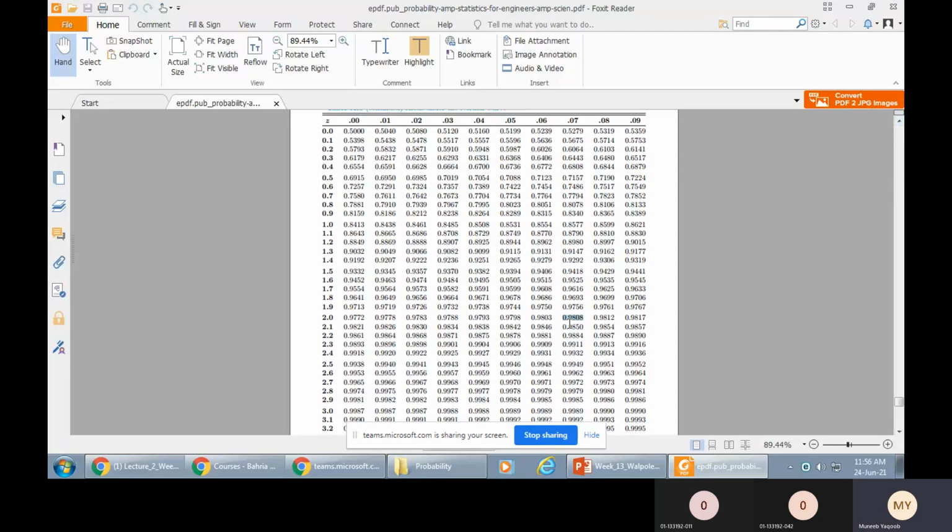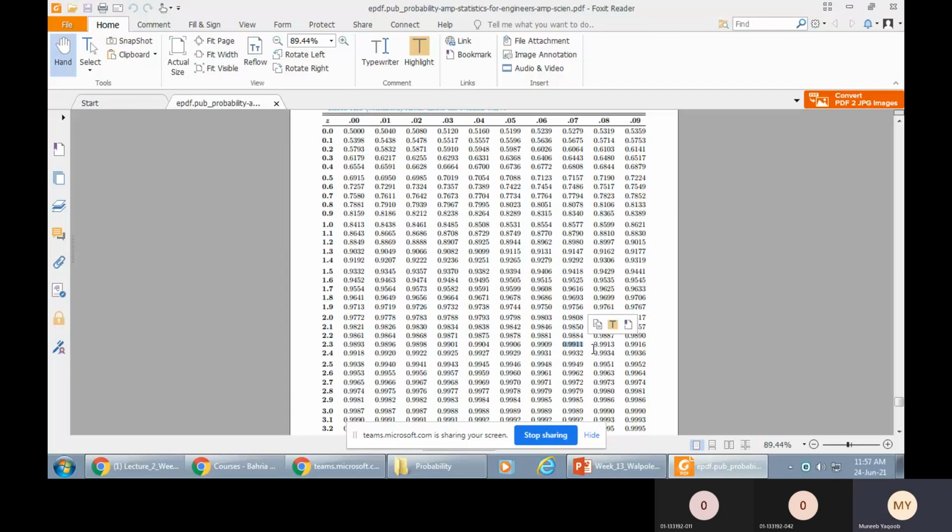0.9808 is basically for 2.3, but we need 2.37. So we will choose the probability... No, because we need to calculate the probability of 2.37 now. So to calculate the probability of 2.37, we will choose 2.3 from the rows and 0.07 from the columns. At the junction of 2.3 and 0.07, you can clearly notice that the probability is 0.9911.